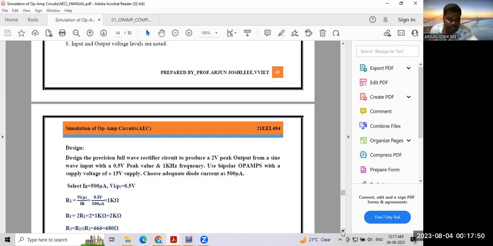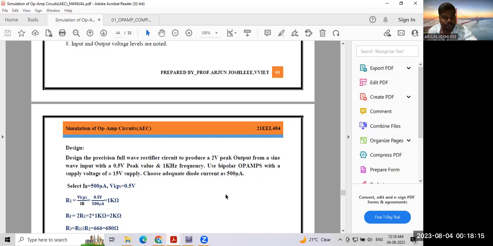Here in the precision rectifier, the diode is going to act, the op-amp is going to act from 0.1 volts only. That is the main advantage of this precision full wave rectifier or precision half wave rectifier. That is the main advantage of this precision rectifier.